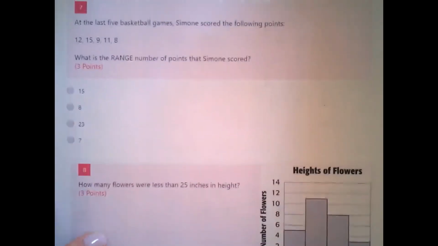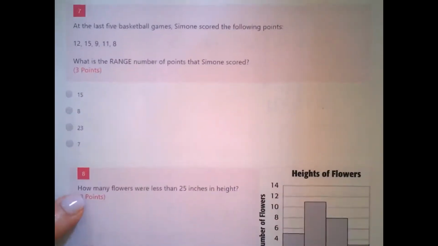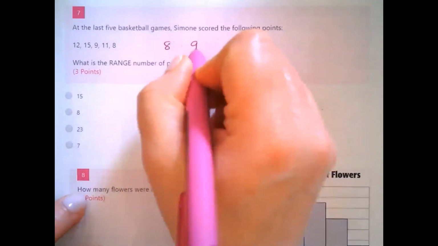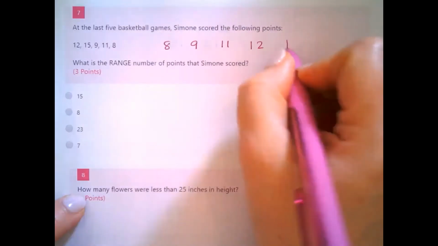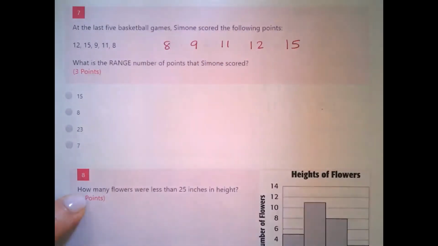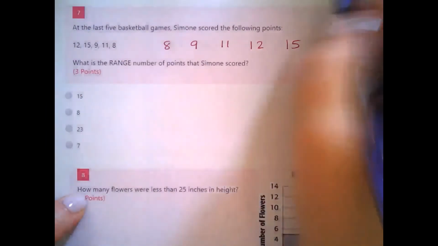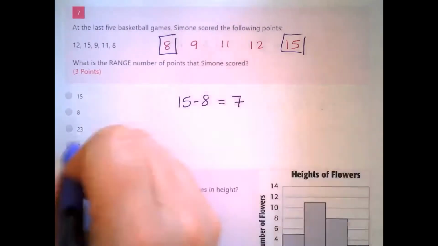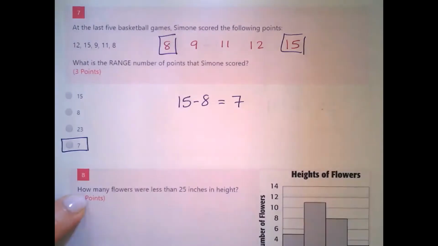Let me just stack this up for me. Question number 7, let me make sure I'm in the right spot, says that at the last 5 basketball games, Simone scored the following points. Again, we're dealing with that same set of numbers, so I'm just going to rewrite them here. Now on your paper, you probably only wrote them once. I'm just writing them so that we have them in front of us. We want to know the range. So for the range, we're going to take the highest number in our set and the lowest number, and we're going to subtract them. So 15 minus 8 equals 7. 7 is the range.